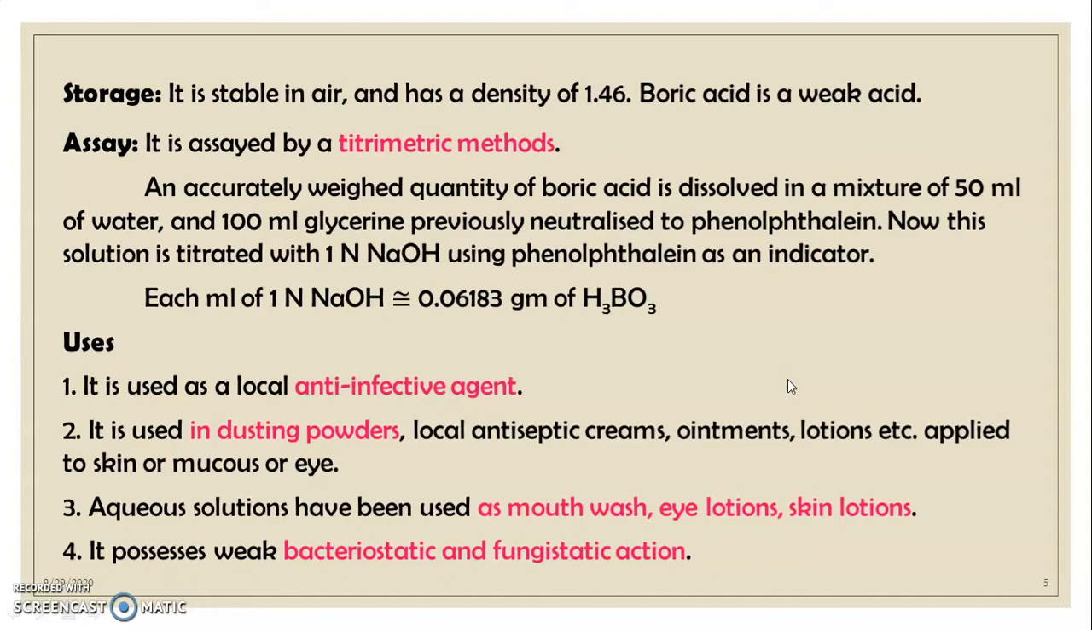The uses of boric acid. Boric acid is mainly used as a local anti-infective agent. It is used in dusting powders, local antiseptic creams, ointments, lotions, etc., and these are applied to the skin, mucosa or eyes. The aqueous solution has also been used as a mouthwash, eye lotion, skin lotion, etc. It possesses weak bacteriostatic and fungistatic actions. Boric acid powder is also useful for preserving grains.